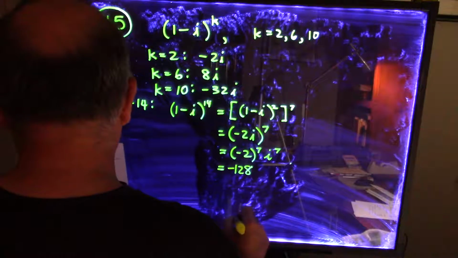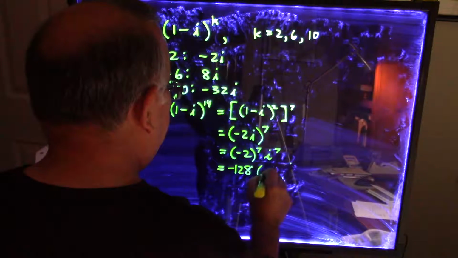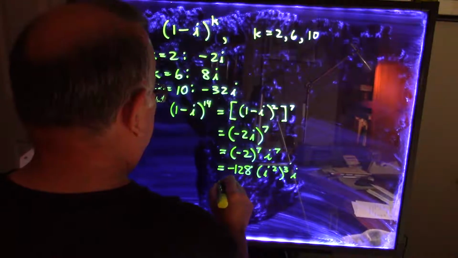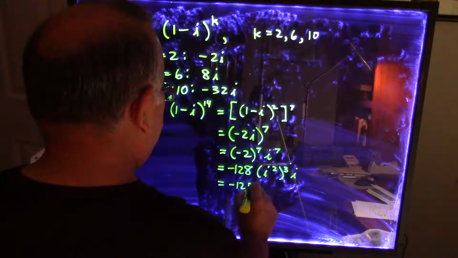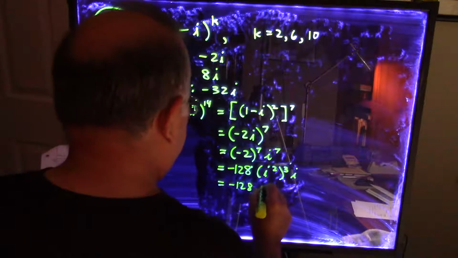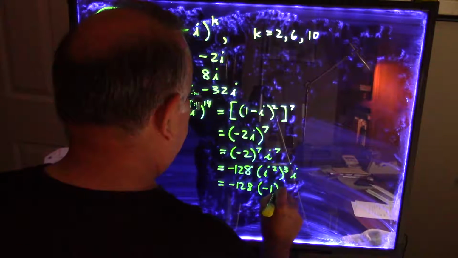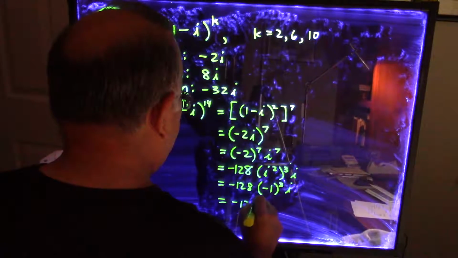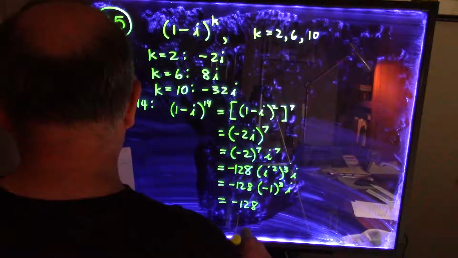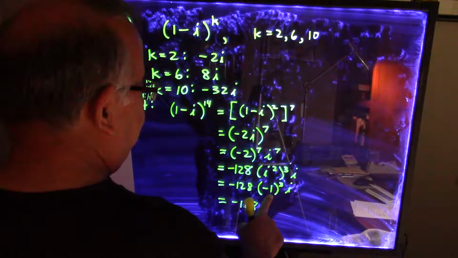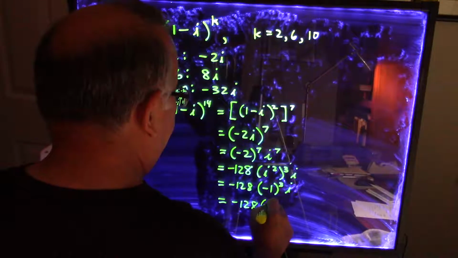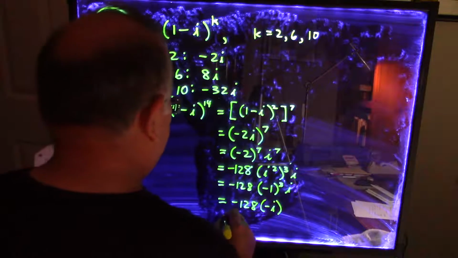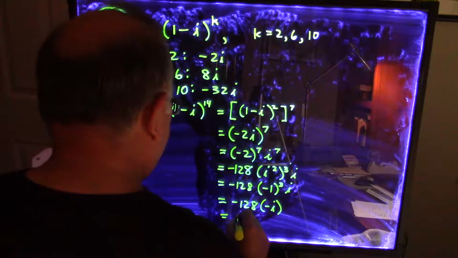And i to the 7th is i squared cubed times i. So that's -128, and i squared is negative 1, cubed, times i. Negative 1 cubed is still negative 1, so that's negative 1 times i, which is negative i. And negative times negative is positive, so that's positive 128i.